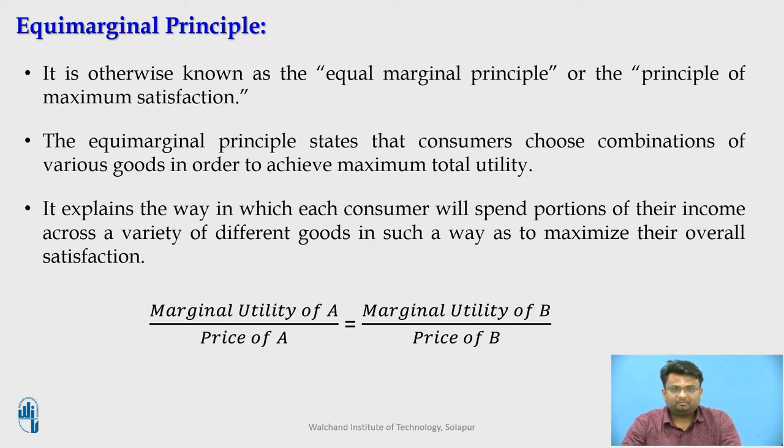It can be described like the marginal utility of A divided by the price of A equals the marginal utility of B divided by the price of B. So according to the equi-marginal principle, when the consumer is making a purchase decision, they will consider both the marginal utility of the goods along with the price of the goods. Taking both of these into consideration, they will make a decision that balances each other.